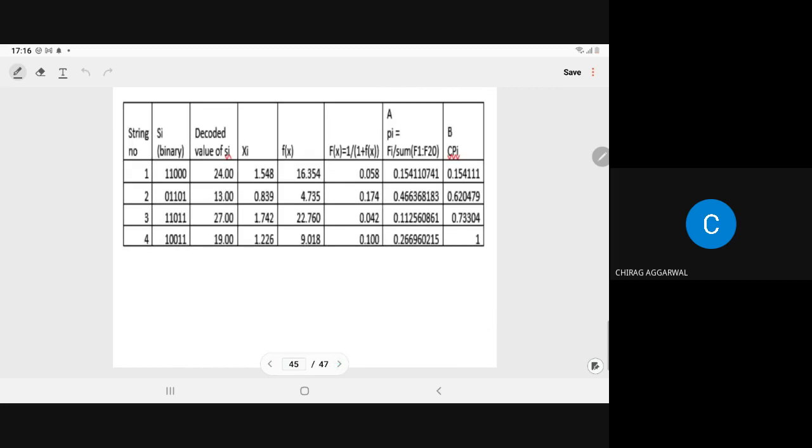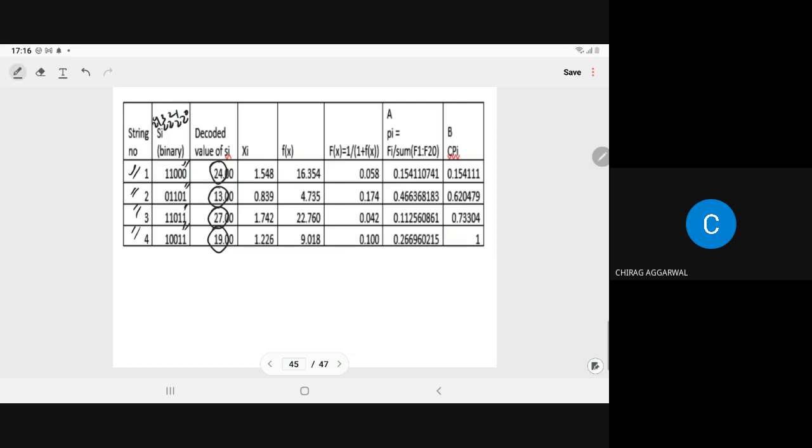So here we have taken four strings, number of 4. It is given to you. They are 5-digit binary codes. Now for the decoded value, here first one is 2 to power 0, 2 to power 1, 2 to power 2, 2 to power 3, 2 to power 4. So with that it is coming 24, 13, 27, 19.